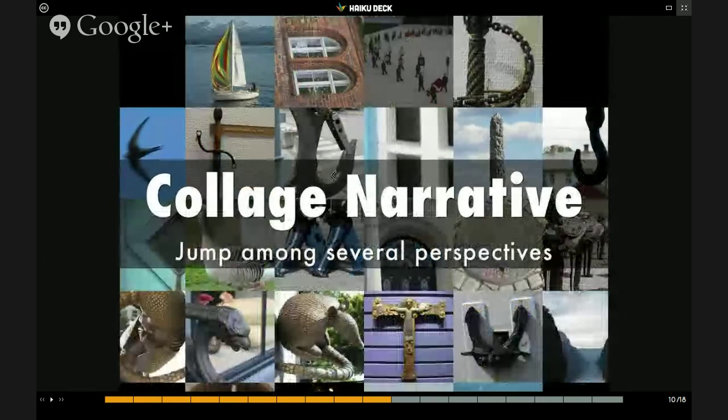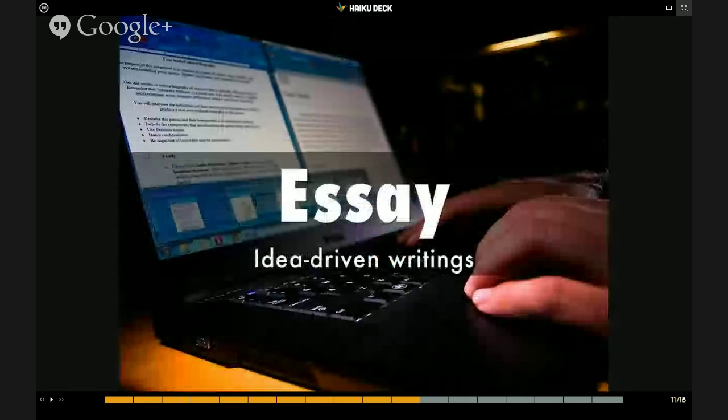And then a collage narrative is when you jump among several different perspectives. So you've got your perspective, but you have other people's perspectives. And again, this is creative nonfiction, so maybe it's not just human perspectives, but maybe it's an inanimate object's perspective, like a wall in your house that observes all these things happening, or maybe it's your family pet that observes these things happening. Then we get into the essay.